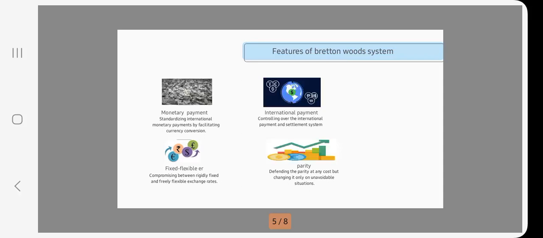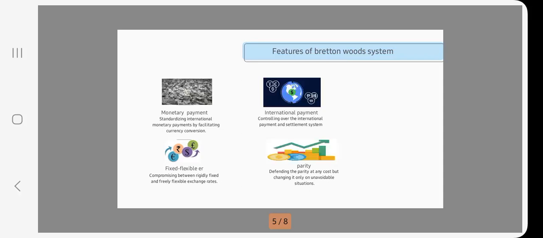From the other features of the Bretton Woods system, we can see that it has a relationship with the monetary payment and international payment and settlement system. The Bretton Woods system standardized the international monetary payments by facilitating currency conversion, as the countries could convert their currency to the US dollar. Thus, the USA authority had some control over the international payment and settlement system.